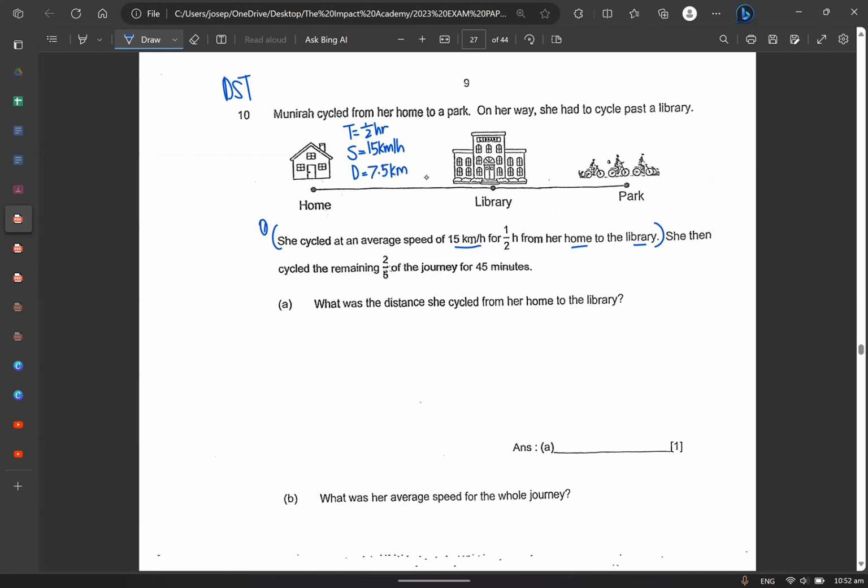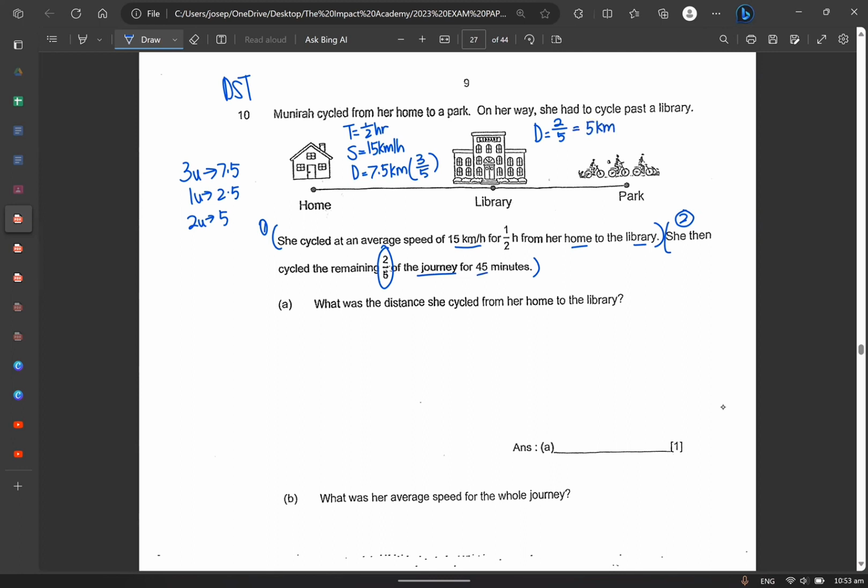Now, once you're done with that, you want to read the second part of the sentence. It says that she then cycled the remaining 2/5 of the journey. So the distance over here is actually 2/5. If this is 2/5, naturally this is 3/5, isn't it? So 3/5, which is also 3 units. I'm just going to write it at the side. 3 units is 7.5. 1 unit will then be 7.5 divided by 3, and that gives me 2.5. Over here is 2 units worth of distance, so that is basically 5. So this is equal to 5 kilometers.